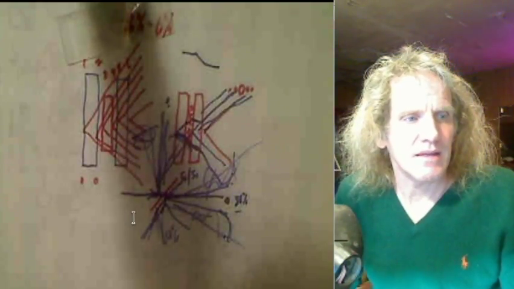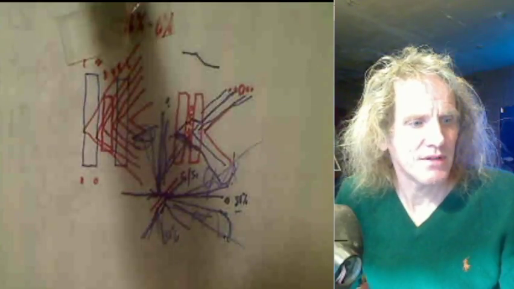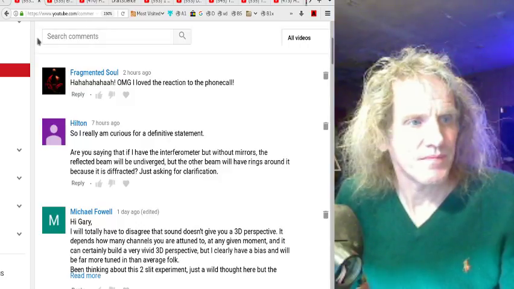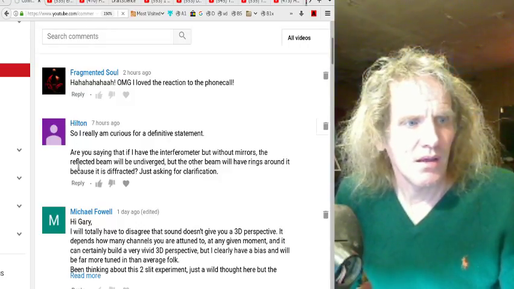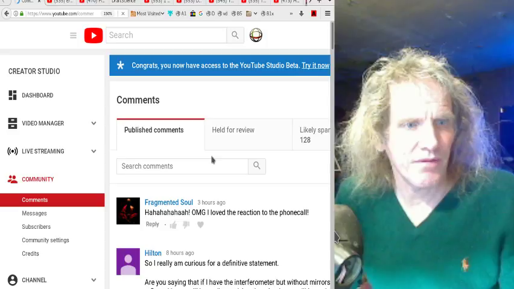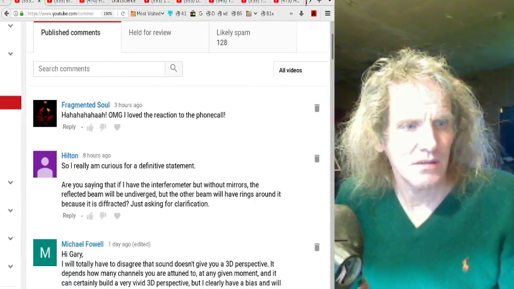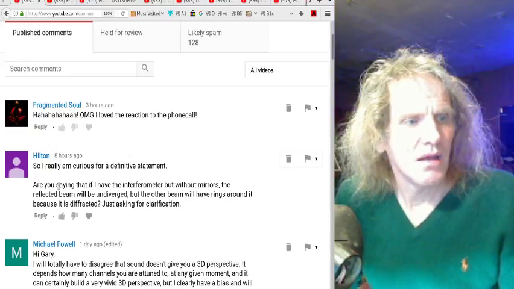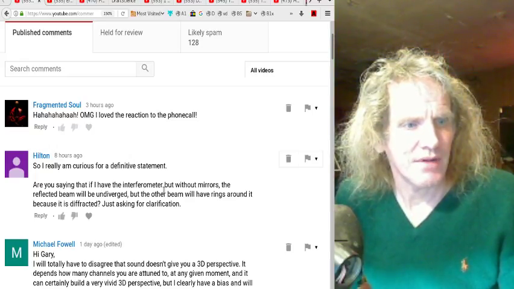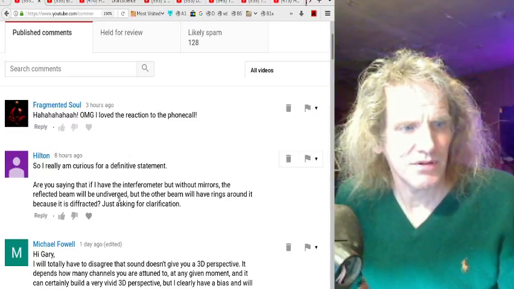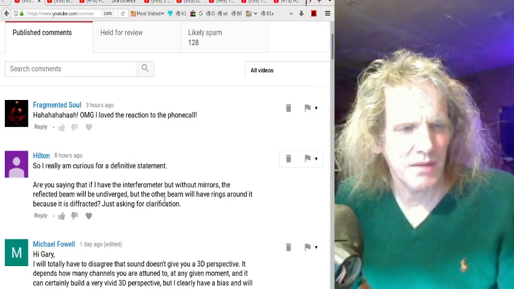Alright, we'll finish up this comment and move on. Let's see. Are you saying that if I have an interferometer without mirrors, the reflected beam will be undiverged, but the other beam will have rings around it because it is diffracted?